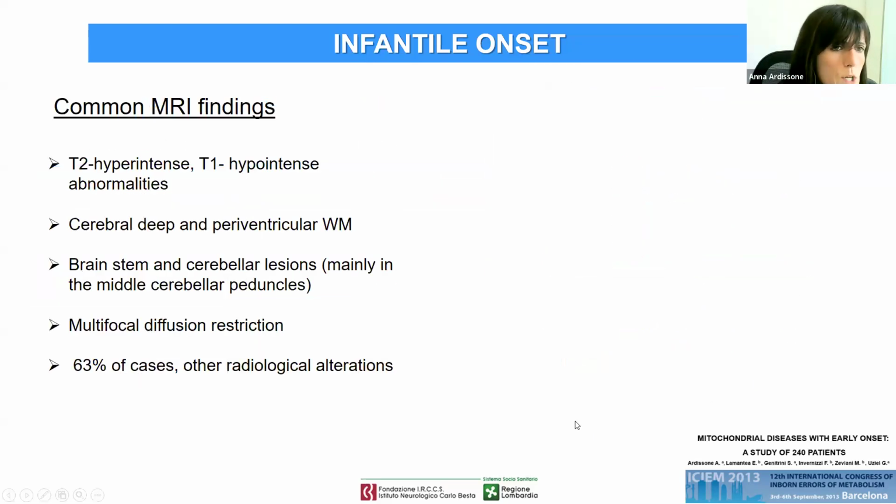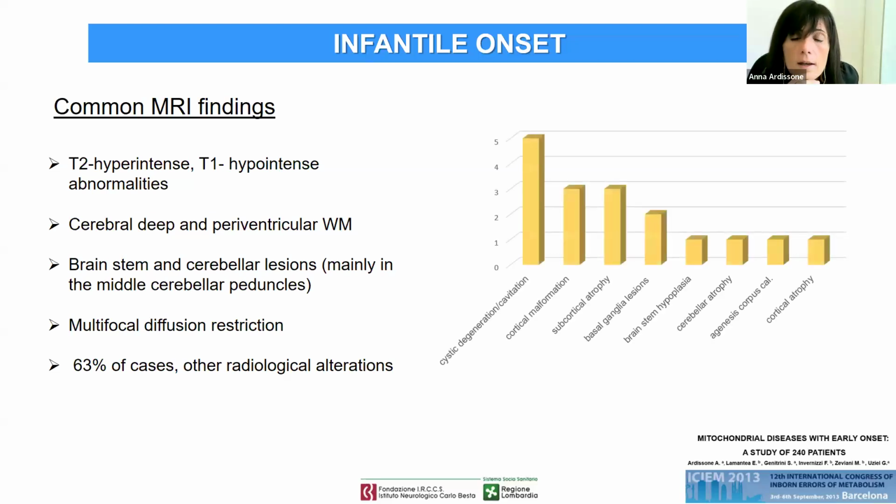Okay. So, which common MRI findings did we observe in our cohort? There are some common MRI features: T2 hyperintensity and T1 hyperintensity abnormalities, suggestive of a leukodystrophy pattern, as we said before, with cerebral, deep and periventricular white matter involvement, and also brainstem and cerebellar lesions, mainly in the middle cerebellar peduncles. Moreover, we observed multifocal diffusion restriction, and in 60% of cases, other radiological alterations were associated. The most common were cystic degeneration and cavitation, followed by cortical malformation and subcortical atrophy.